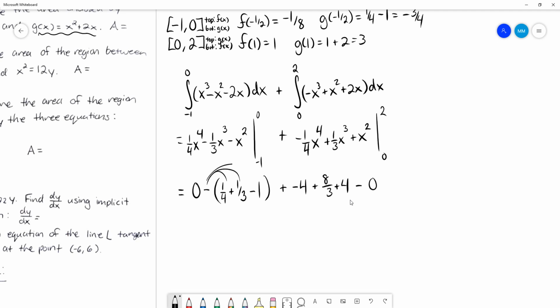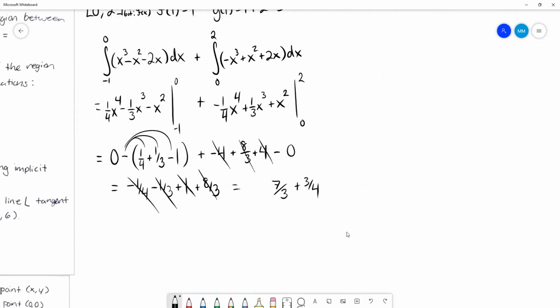Now we want to distribute that negative. So it's going to be -1/4 minus 1/3 plus 1 plus, oh, let me see, actually these cancel, so I can just knock those out. Then plus 8/3, right? So now we just combine like terms. So let's see if I can easily combine this and that, so that's going to be 7/3. Combining 1 and -1/4 is going to be 3/4.